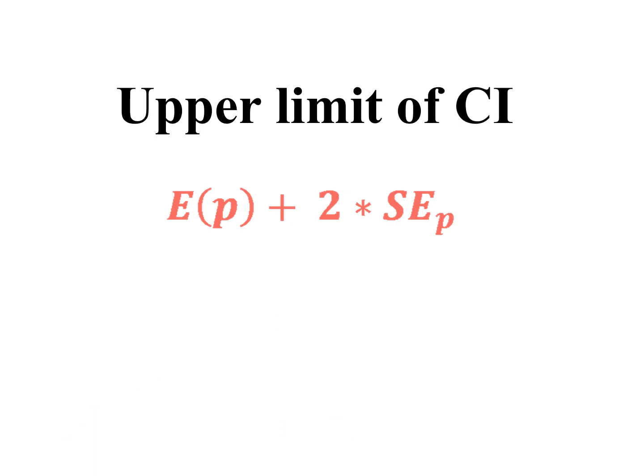So in order to calculate the upper limit, we need to use this formula. Now, what is this formula telling you? Well, the formula is telling you that you need to find the value of 2 standard errors and add that value to the expected value of p. So basically, you're adding 2 standard errors to the expected value of p in order to find the upper limit.